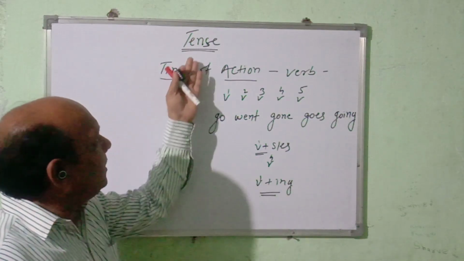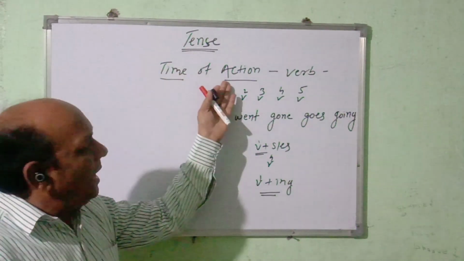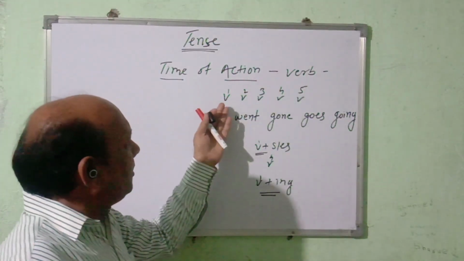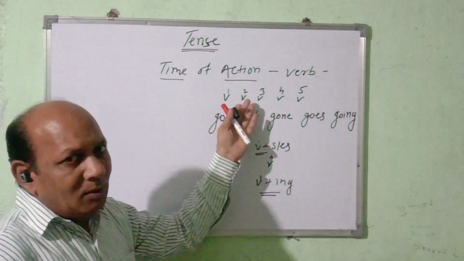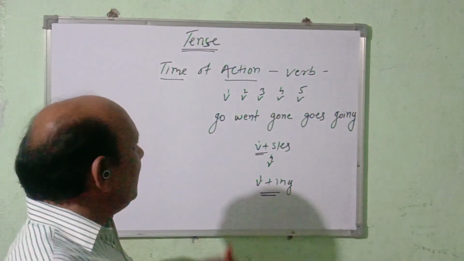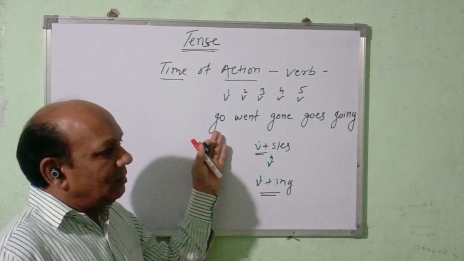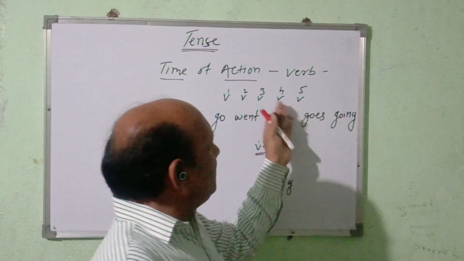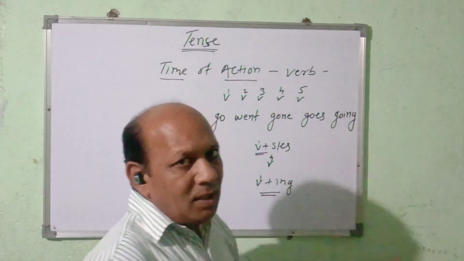So just recall what the tense is. Tense is the time of action. What is the action? Action means verb. How many types of verb? There are five types of verb: V1, V2, V3, V4 and V5. What is the example? Go means V1, went means V2, gone means V3, goes means V4 and going means V5.